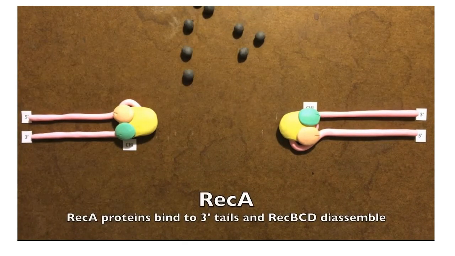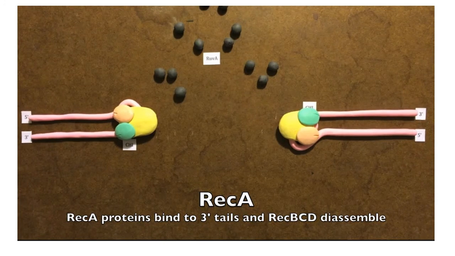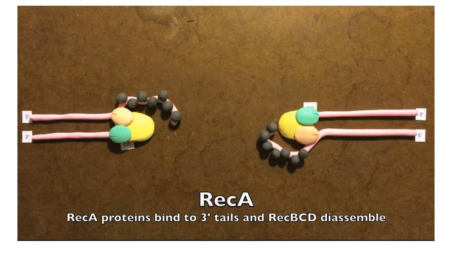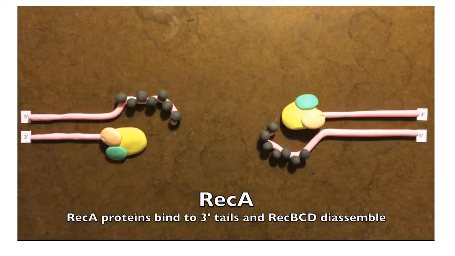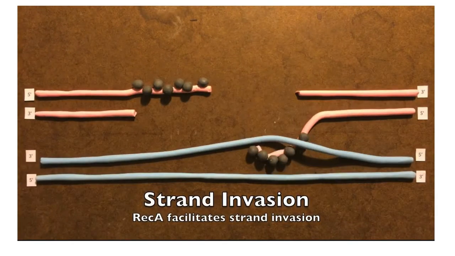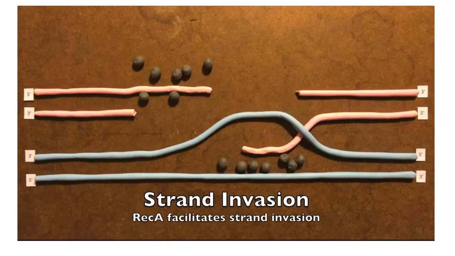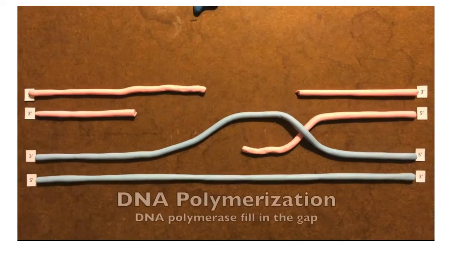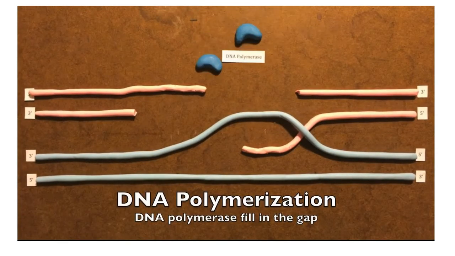RecA proteins are strand exchange proteins that play a major role in homologous recombination. They coat the single-stranded DNA by interacting with the RecB subunit. RecB loads RecA onto 3' tails. Once they are loaded, RecBCD disassembles. RecA facilitates strand invasion. Short base pairing between the 2 homologous DNA is formed and heteroduplex DNA is generated.